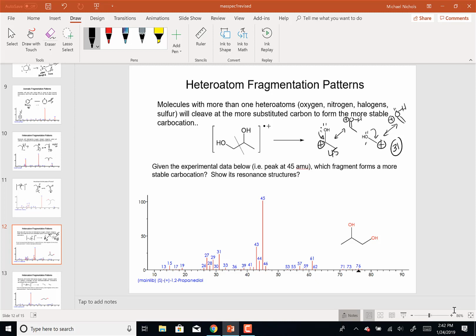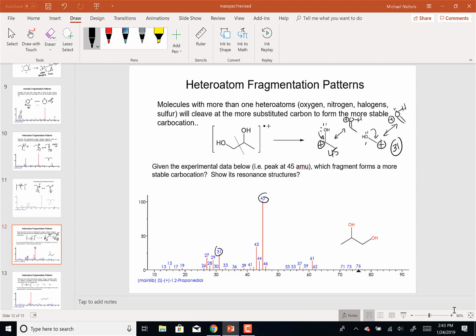Now, look at the spectrum. The spectrum has this much 45 and this much 31. Which one's more stable? 45, because it's more abundant. So when that molecule cleaves, again, remember when it forms its dot plus, it's going to cleave into a plus and a dot. So which carbocation is more stable? The one at 45.